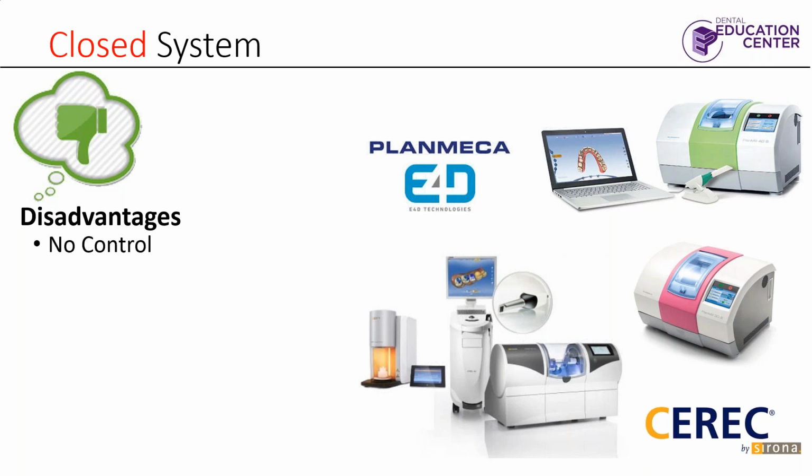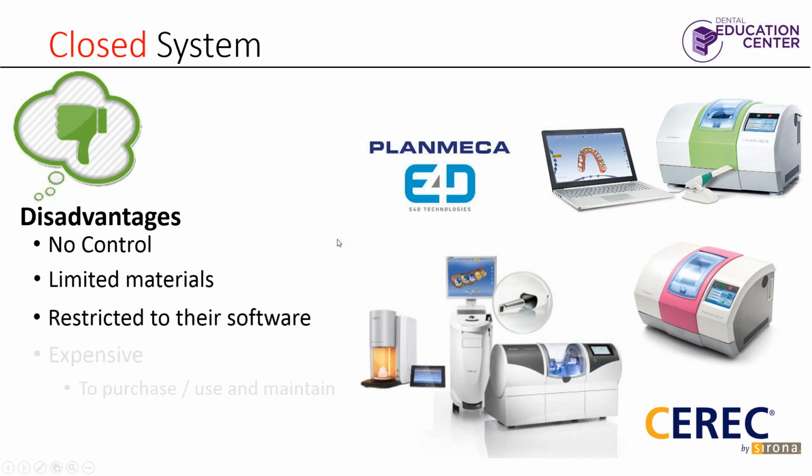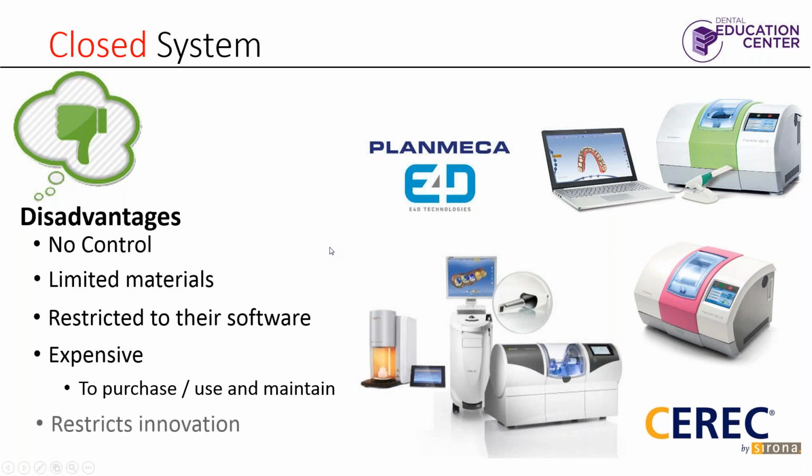Some of the disadvantages: you really don't have any control of swapping out this for that, or if you want to change the software, or if you want to change the mill and keep the scanner, you really don't have very much control over that. The materials are controlled by the manufacturer. The software is also, and these tend to be very expensive. The chairside systems, especially CEREC, tend to be at least double some other systems. But you're paying for the history, you're paying for some of the advantages that I said earlier.